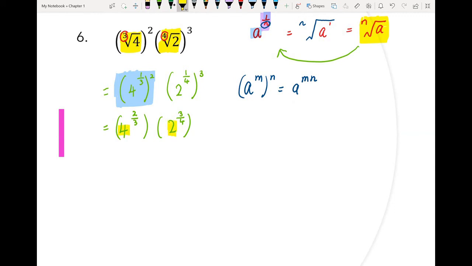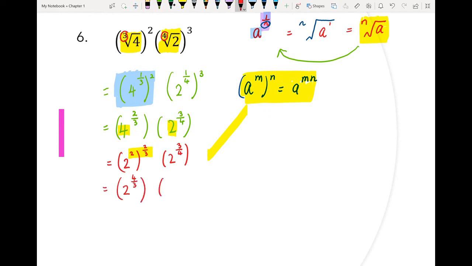However, there is a common factor between 4 and 2, and I can also change 4 because 4 can be written as 2 to the power of 2. Here is 2 over 3 as the power, and this is 2 to the power 3 over 4. Again here, it is still in this form, so I can apply it. So now I will get 2 to the power 4 over 3 multiplied with 2 power 3 over 4.